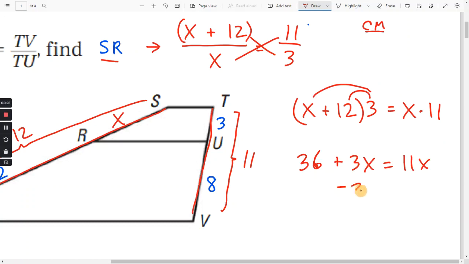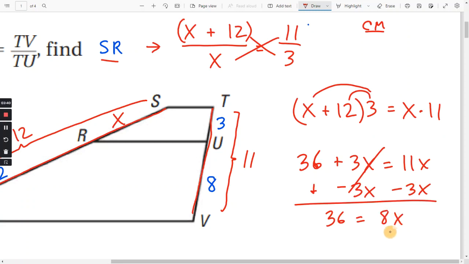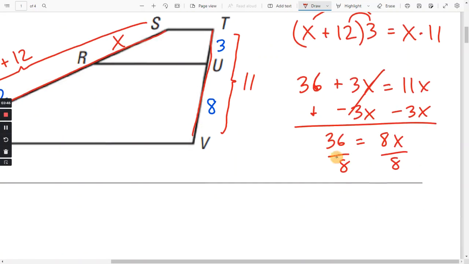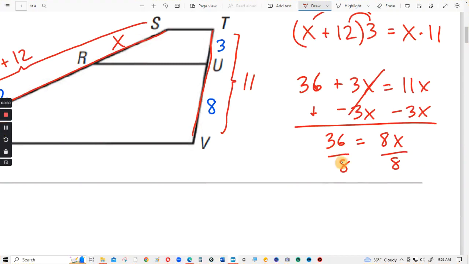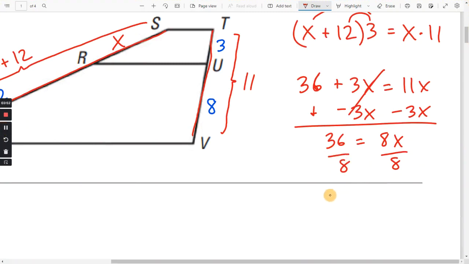Combining likes, subtract 3x from both sides. Cancels here. Bring down the 36. 11 minus 3 is 8. And then dividing both sides by 8, that's going to be 4.5.